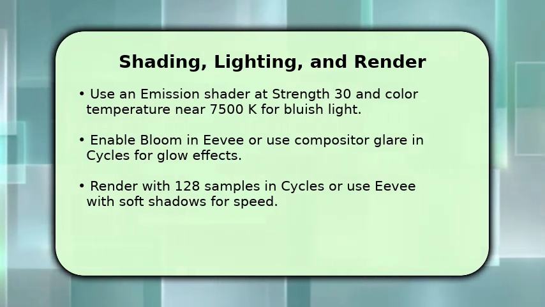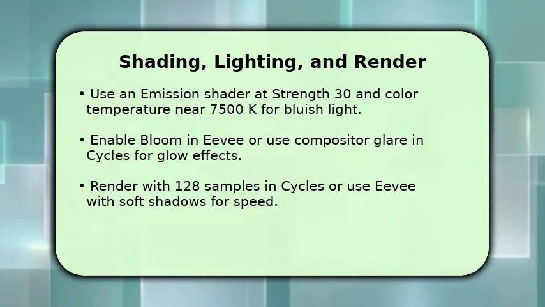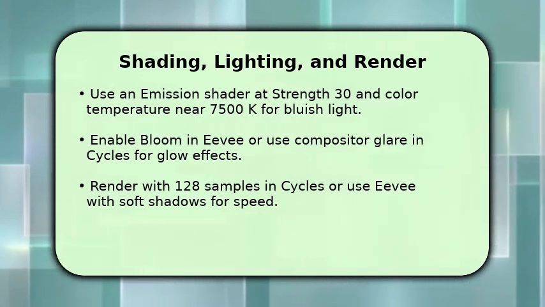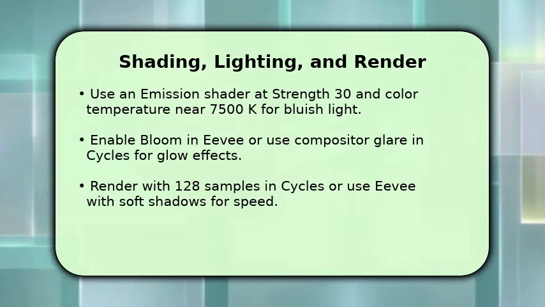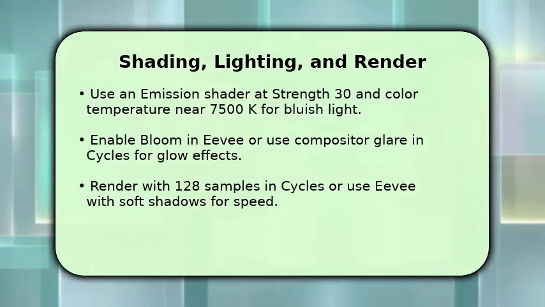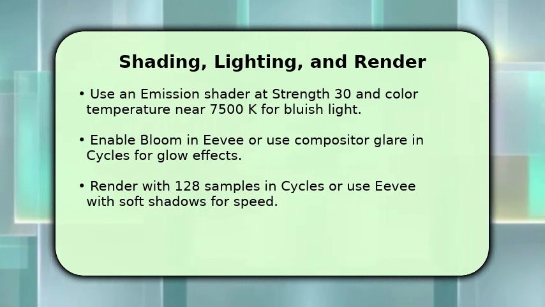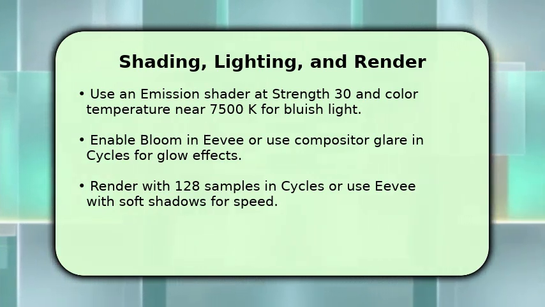In Eevee, enable bloom and set threshold low to capture faint corona. In Cycles, use the compositor and add a glare node for streaks and glow. Render using 128 samples in Cycles or use Eevee with soft shadows for fast previews.